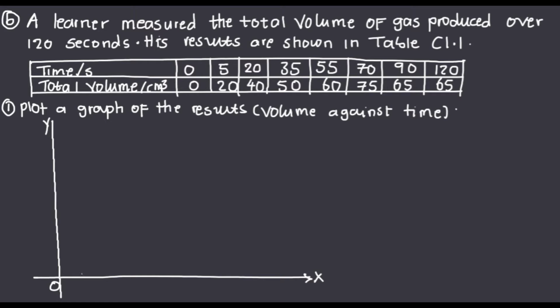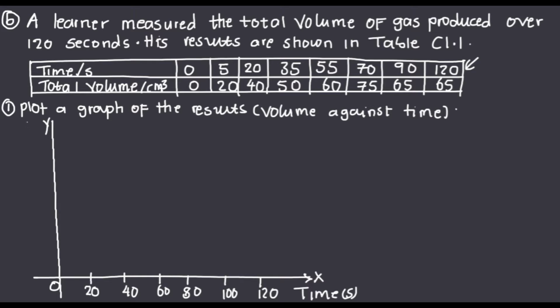Now let's look at how we can take advantage of this. We are going to use the scale of 2 centimeters to represent 20 units. So 20 here, 40 here, 60, 80, 100, 120. Remember, in the x-axis, we have time in seconds. The reason why we've ended at 120 is that it is our last number in the x-axis.